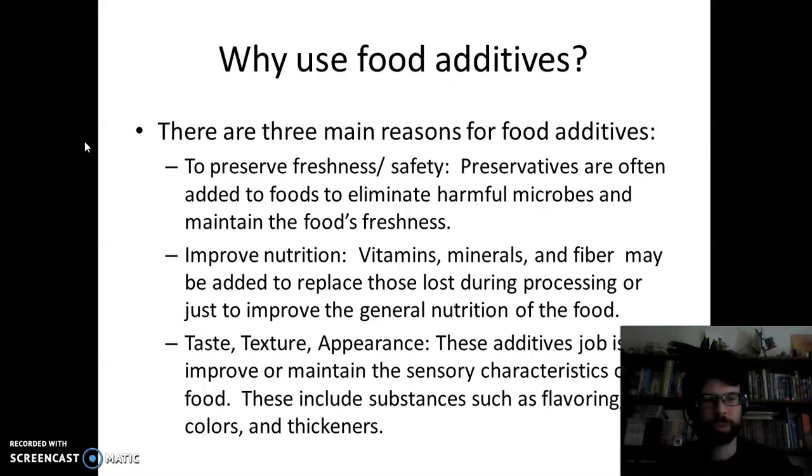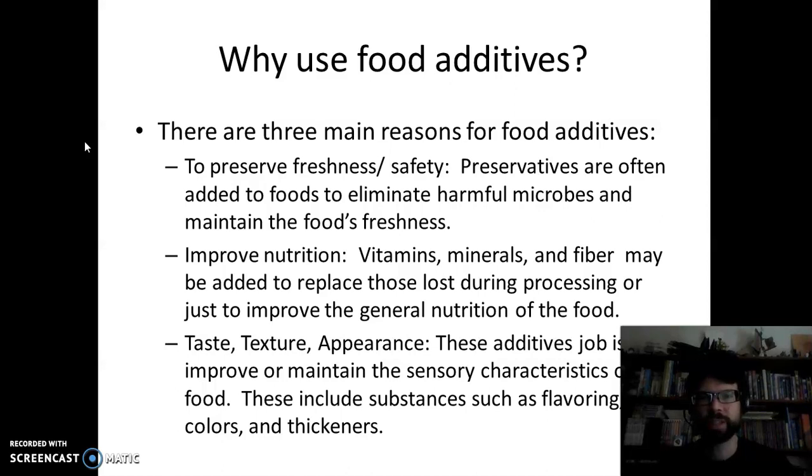For preserving your food. We just talked about preservation of food, and some of those things that were in there, like in the curing section of our preservation lesson, talking about the nitrates and salt and sugar. All those can be considered food additives used to preserve food. But there's other ones as well, in that particular lesson there's a whole bunch. So that's going to be one thing, to preserve that freshness, to make sure it's safe for you to eat, get rid of those harmful microbes.